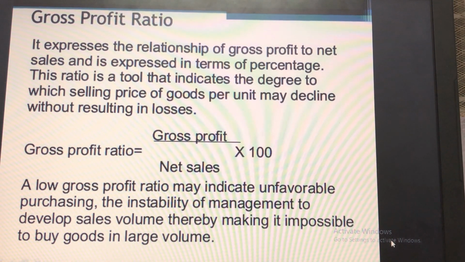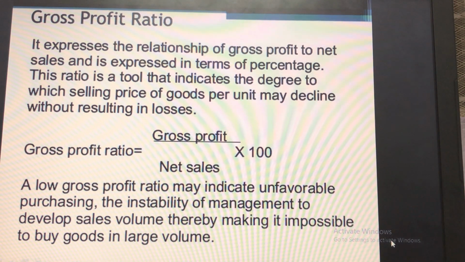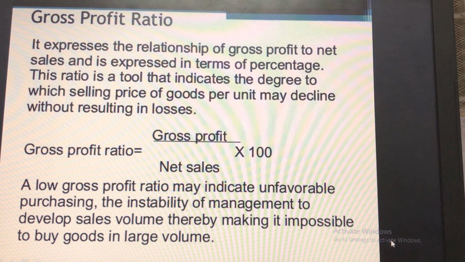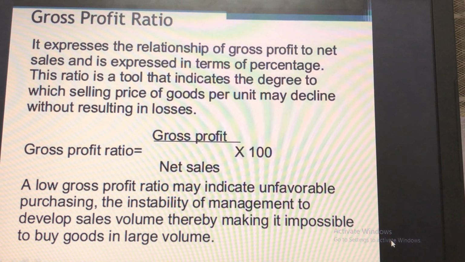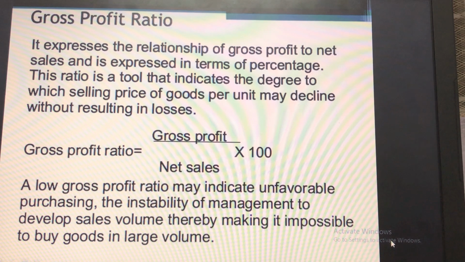Gross profit ratio. It expresses the relationship of gross profit to net sales and is expressed in terms of percentage. This ratio is a tool that indicates the degree to which selling price of goods per unit may decline without resulting in losses. Gross profit ratio is equal to gross profit divided by net sales into 100. A low gross profit ratio may indicate unfavorable purchasing, or inability of management to develop sales value, thereby making it impossible to buy goods in large value.